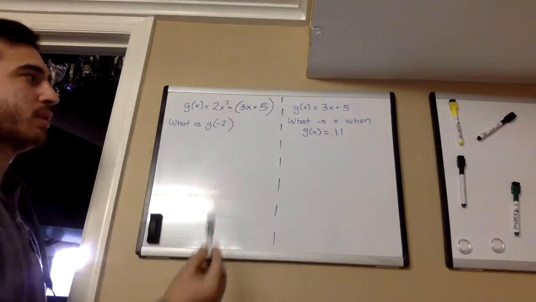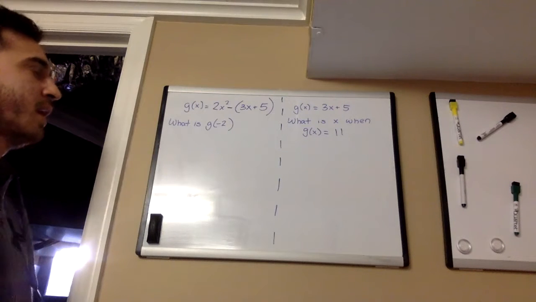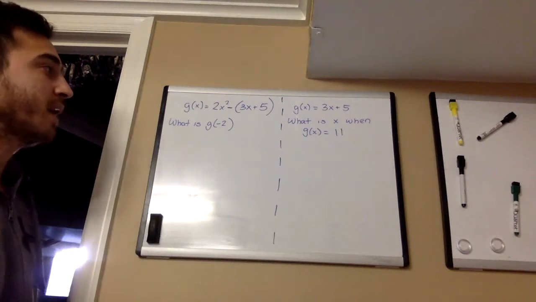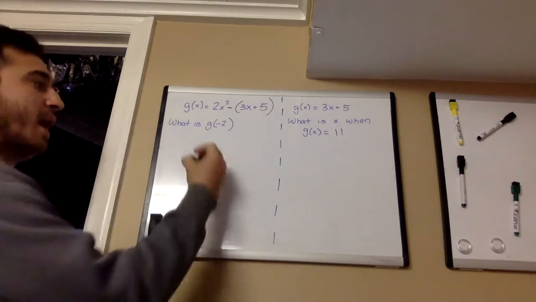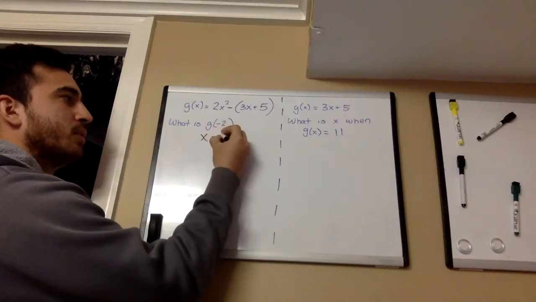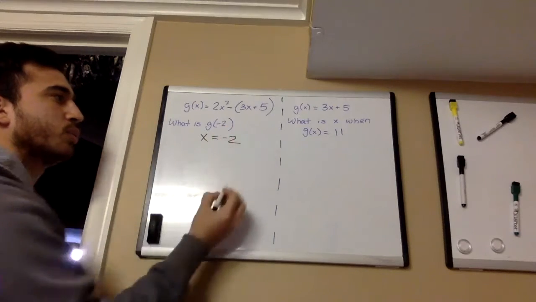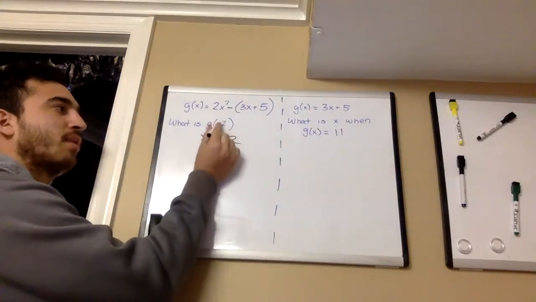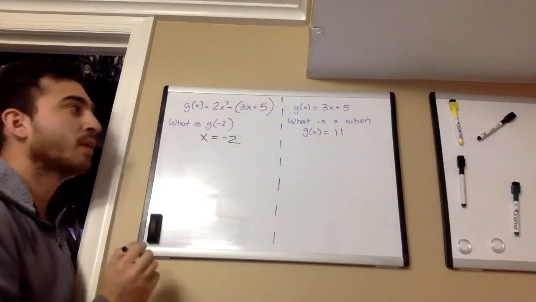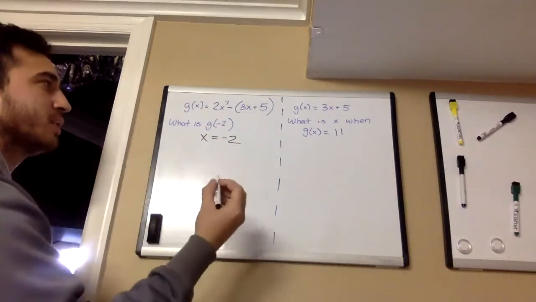So if we look at the first problem here, we have g of x equals 2x squared minus parentheses 3x plus 5. They're asking you what is g of negative 2. So in this problem, what they're actually giving you is that x is going to be equal to negative 2. Whenever the number is inside the parentheses next to the letter, they are giving you the value of x. So once you get this, you are then just going to plug in.